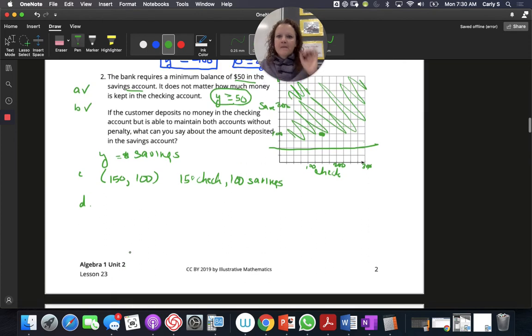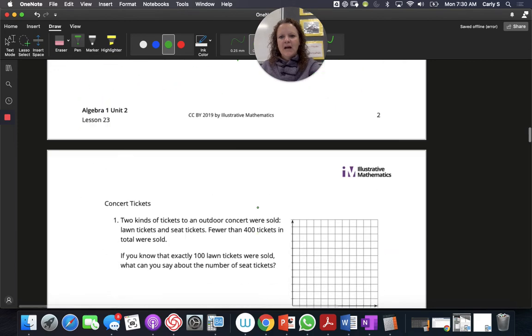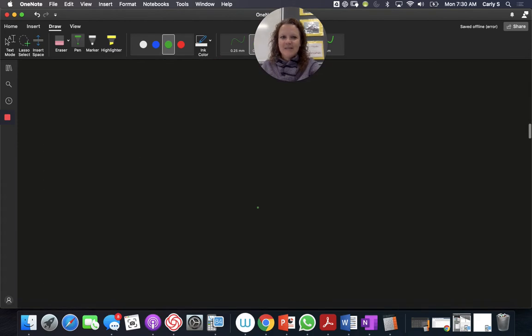There we go. If a customer deposits no money in checking but is able to maintain both accounts without penalty, what can you say about the amount deposited in the savings account? That means they deposited at least $50 in savings. All right, let's move on to our concert tickets, except it jumped again.